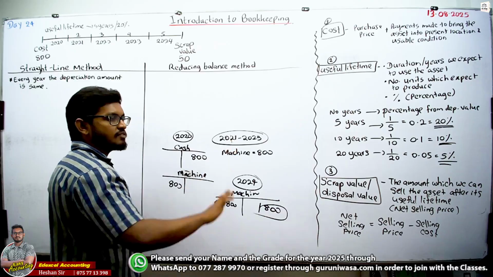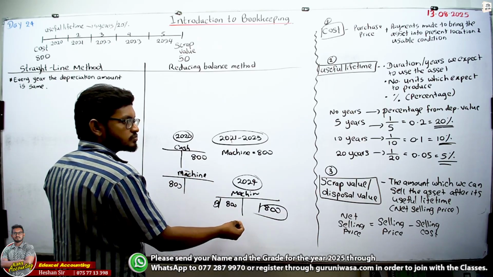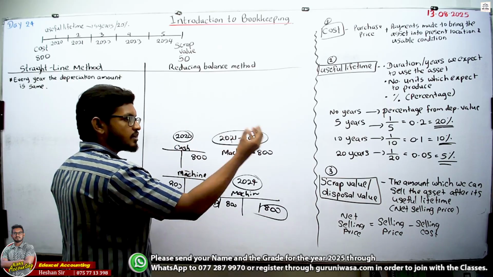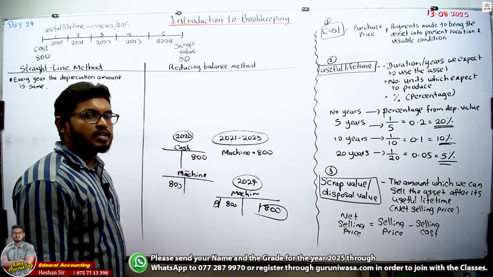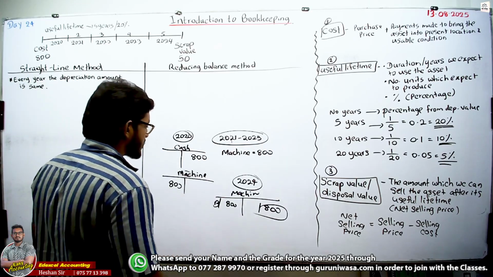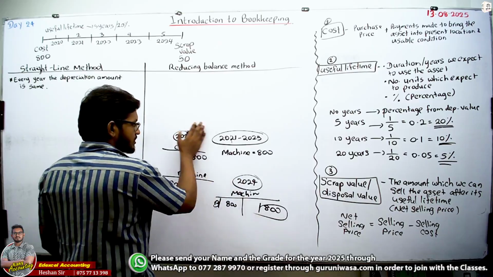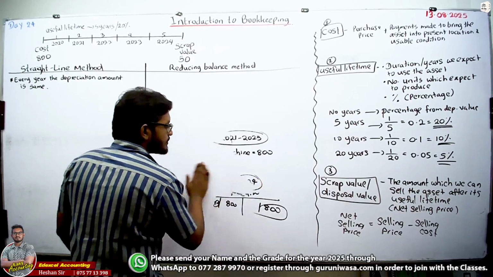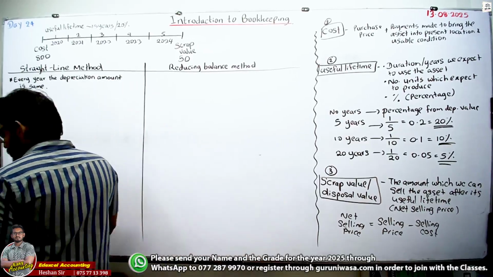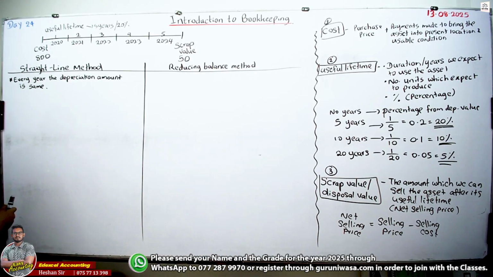We need to decrease the value because usage is not only in 2024, it's from 2020, 21, 22, 23, 24, for all 4 years. Because of that, we need to remove the asset's value. Understand? So we need to decrease the asset value during all 4 years. That's why we depreciate. Now in straight line depreciation, the value we decrease in every year is the same.